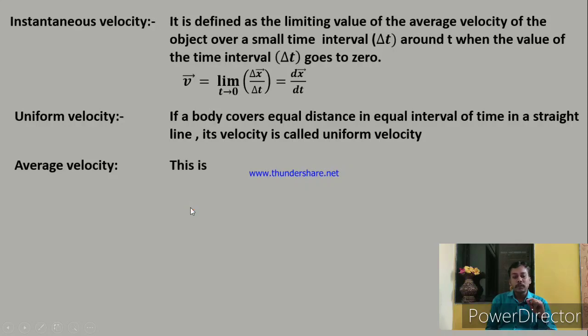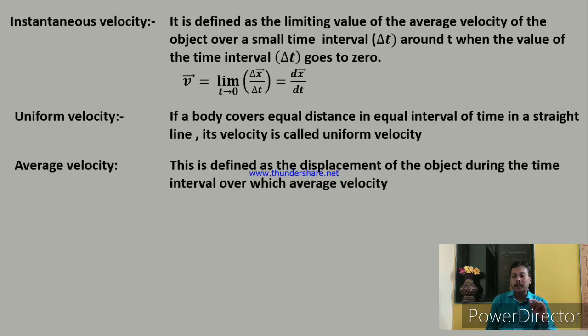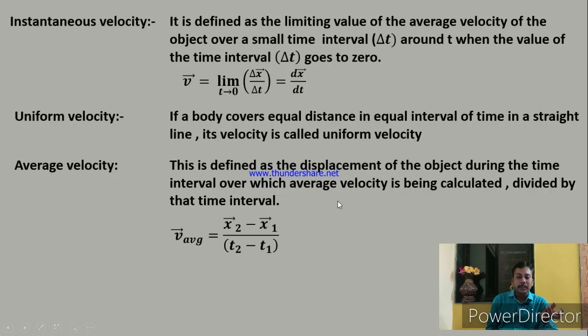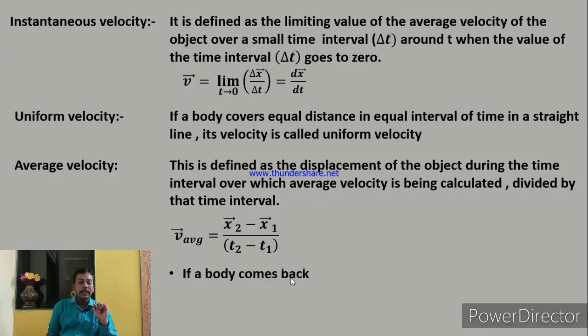Now what is average velocity? Average velocity is defined as the displacement of the object during the time interval over which average velocity is being calculated, divided by the time interval. So the simple formula is V average is equal to x2 bar minus x1 bar upon t2 minus t1. That is the displacement of the object during the time interval, divided by the time interval.